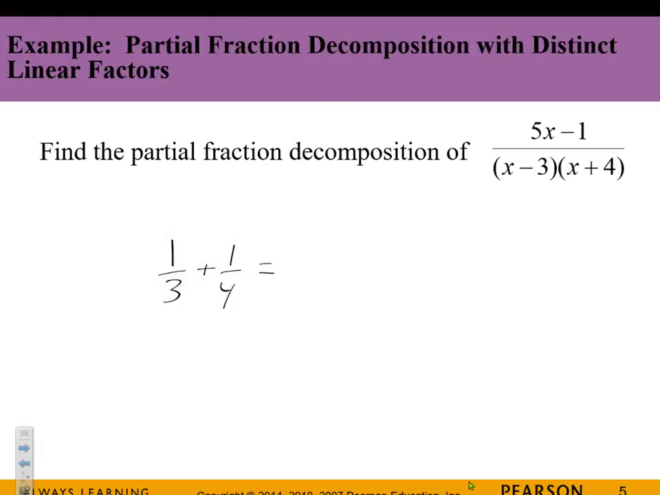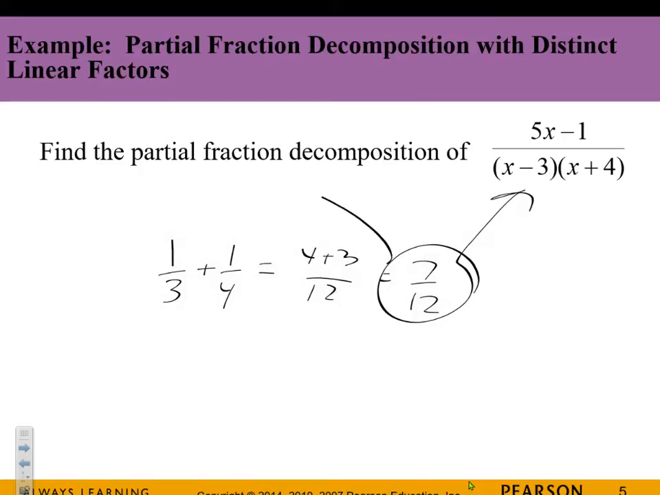Well, my denominator would have to be a 12, right? And then this would have to be 4 plus 3 kind of thing. So this is 7 twelfths, right? So this is equivalent to that, and we're trying to figure out what it came from. Does that help? That makes so much more sense. That's all we're really doing.